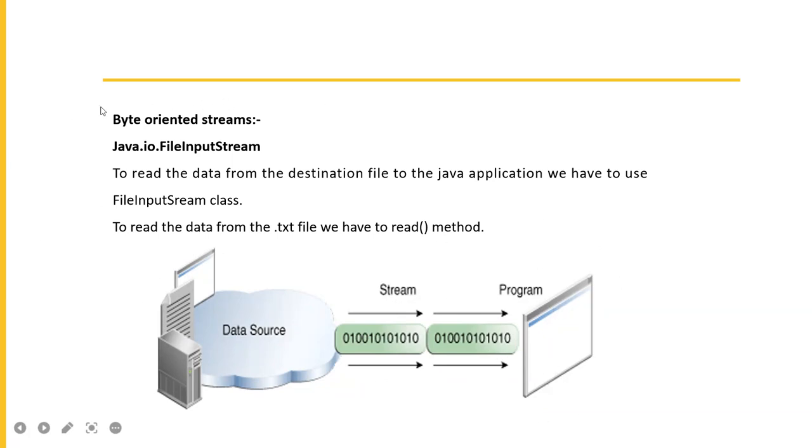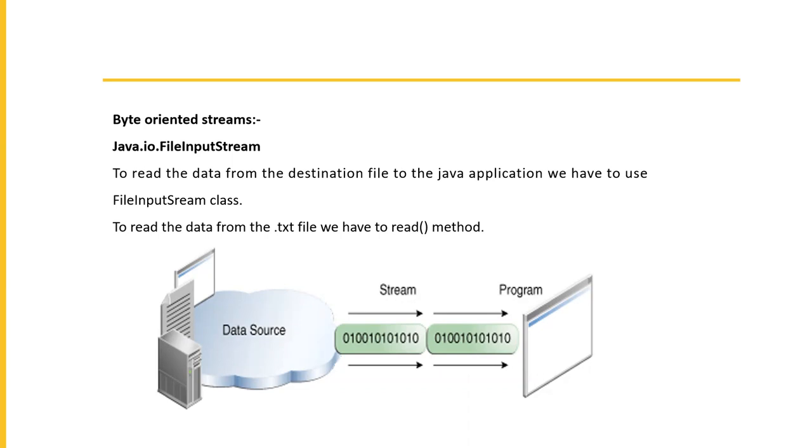So how do we use it? By using some classes they are providing by what? Java.io. Java.io is not a default package. You must import this package, guys. Whenever you are using the file input stream, you should import it.